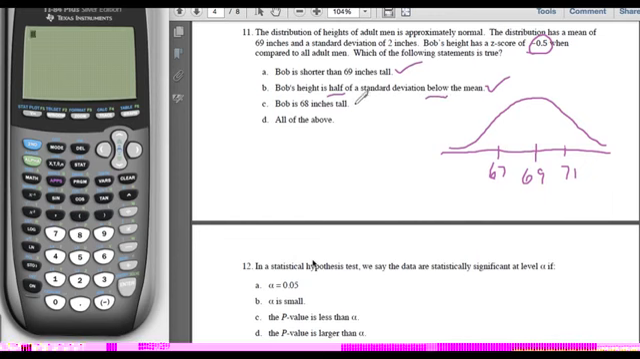Which means Bob must also be 68 inches tall. The answer here is all of the above. Since the standard deviation is 2, half of 2 is 1, so he would be 1 inch below the mean. Since the mean is 69, 1 inch below that would be 68. All of these are true.